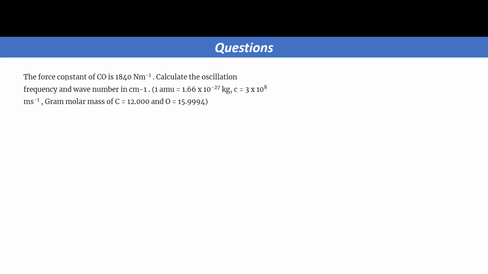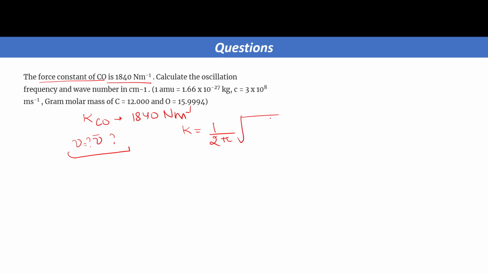Now we will solve another question. The force constant of CO is 1840, and we have to calculate the oscillation frequency and the wave number. These two we have to calculate. So we know this formula: ν equals 1 upon 2π √(k/μ). As k is known, we have to calculate the reduced mass.